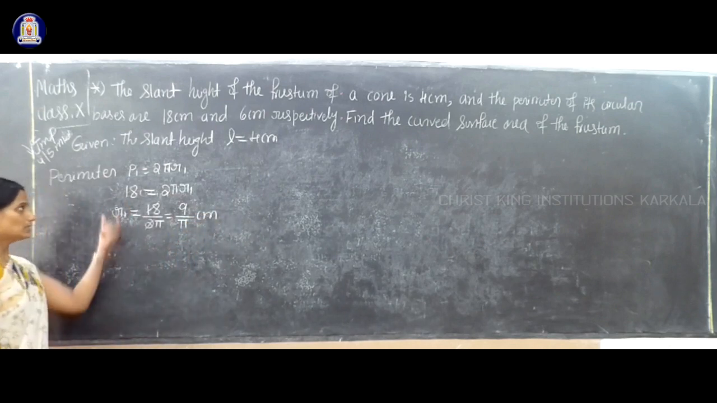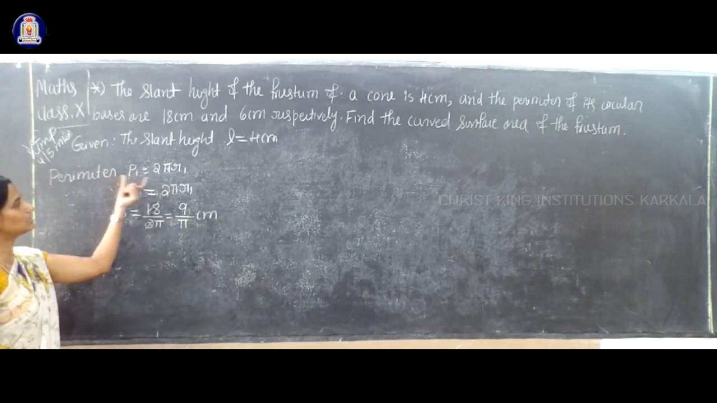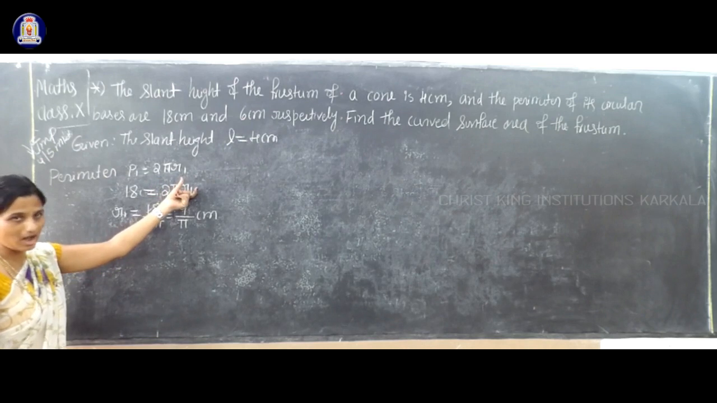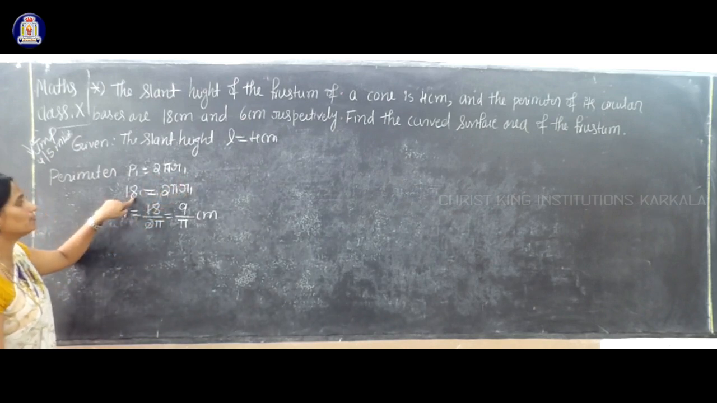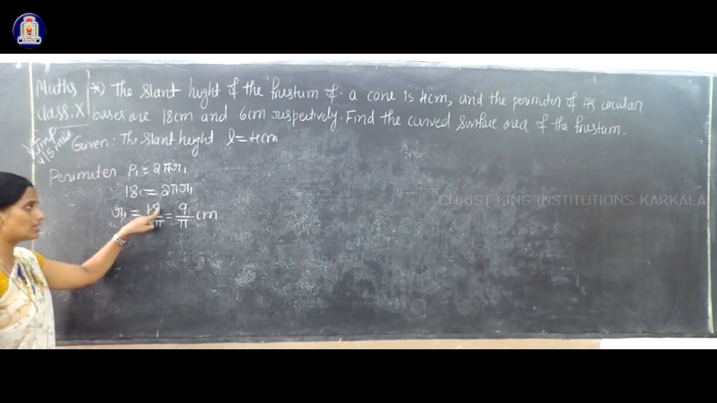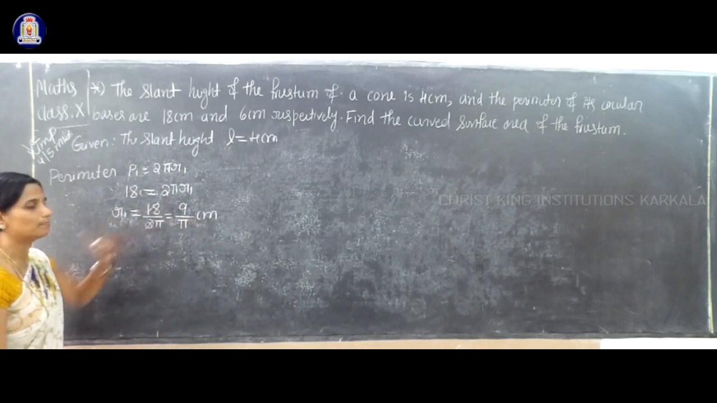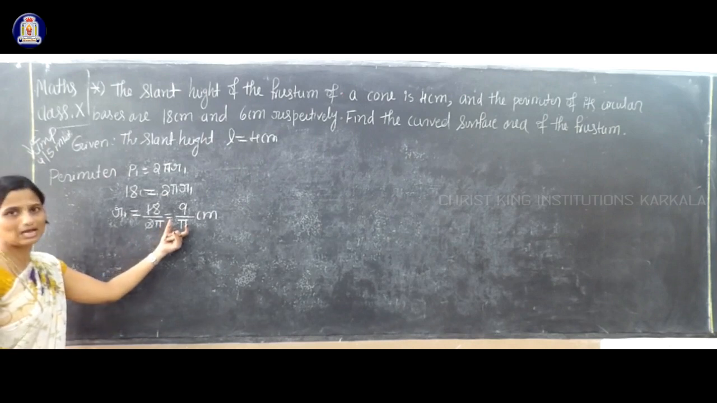Is it right? So P1 is 18, which is equal to 2 pi R1. So R1 is equal to what? 18 divided by 2 pi. 2 ones are 2, 2 nines are 18. So 9 by pi centimeter. So keep pi as it is.